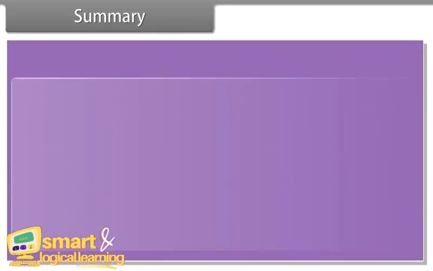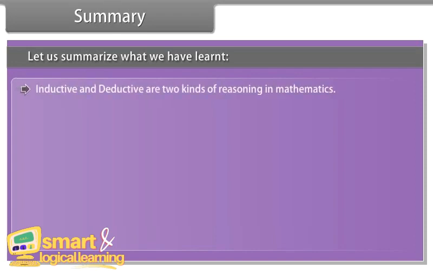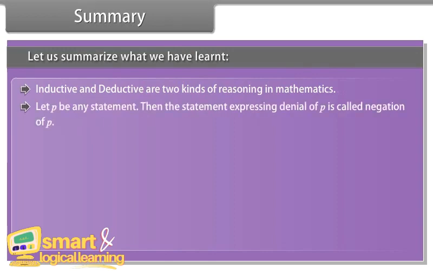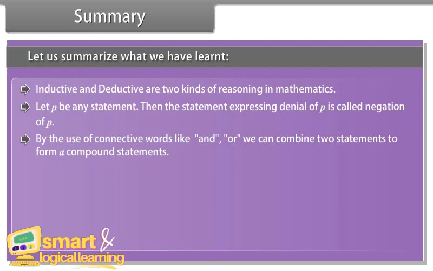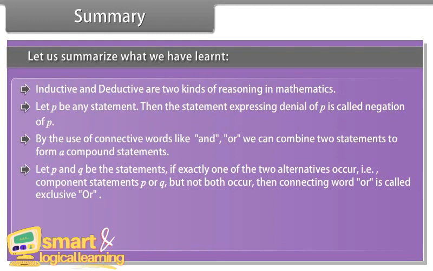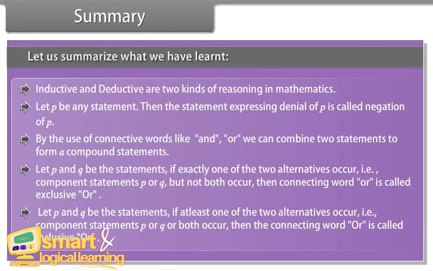Summary. Let us summarize what we have learned. Inductive and deductive are two kinds of reasoning in mathematics. Let P be any statement, then the statement expressing denial of P is called the negation of P. By the use of connective words like and, or, we can combine two statements to form a compound statement. Let P and Q be statements. If exactly one of the two alternatives occurs, that is, component statements P or Q, but not both, then the connecting word or is called exclusive or. If at least one of the two alternatives occurs, that is, P or Q or both, then the connecting word or is called inclusive or.